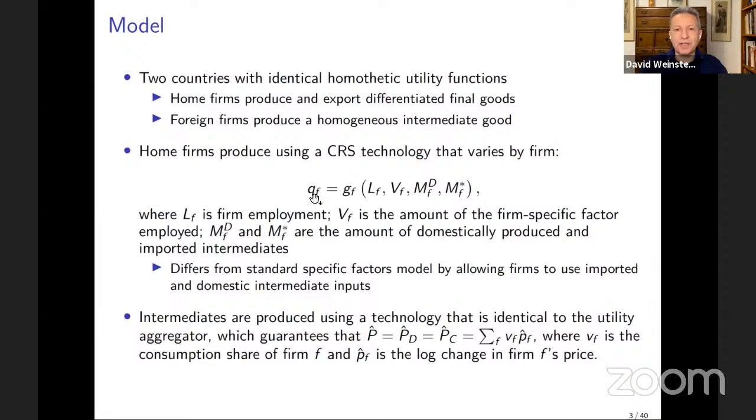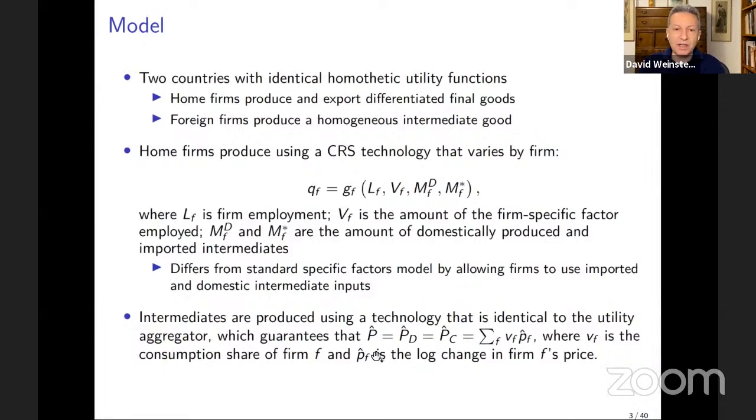That technology is given in the equation on this slide. The output of firm F is going to be a firm-specific production function, which has elements that are equal to the labor employed by the firm, the amount of the specific factor employed by the firm, the amount of domestically produced intermediates used by the firm, and the amount of imports that the firm uses. And so this is going to differ from a standard specific factors model in that we've added in domestically produced intermediates and imports, right? A standard specific factors model will only have labor and capital, which is this L_F and V_F terms.